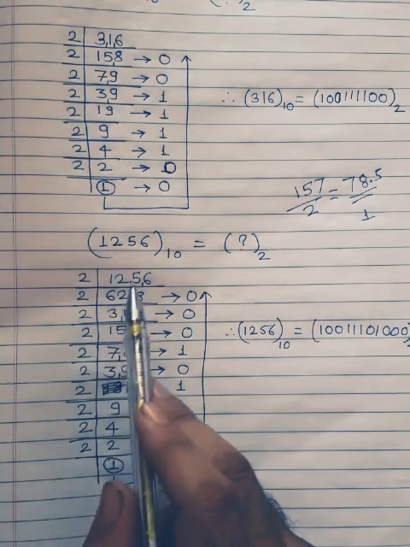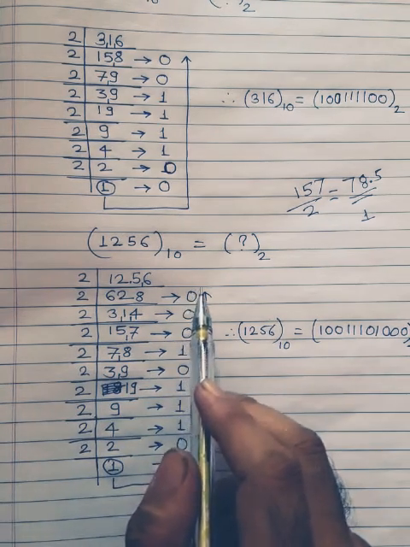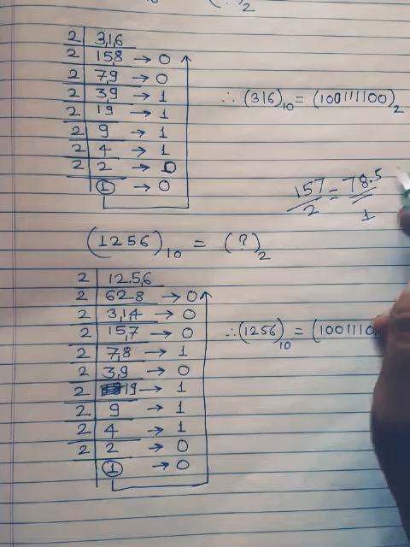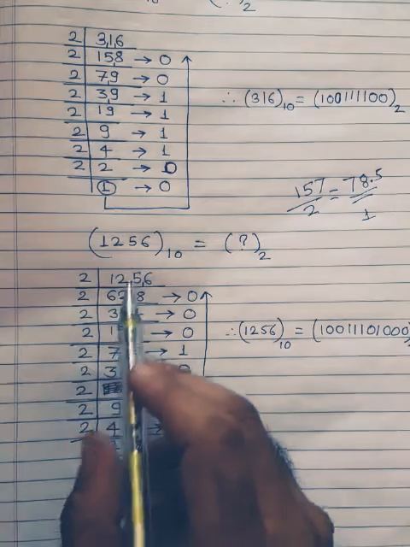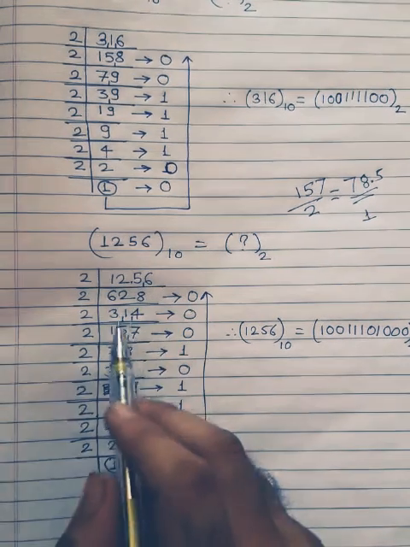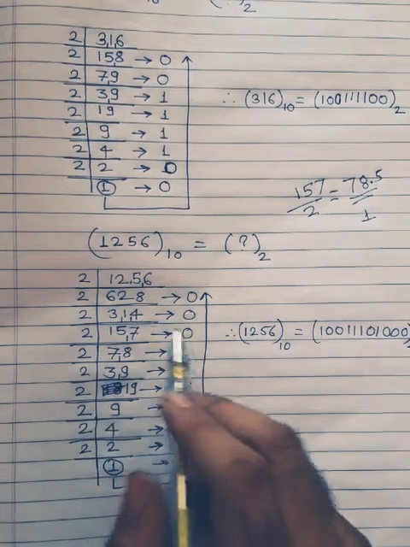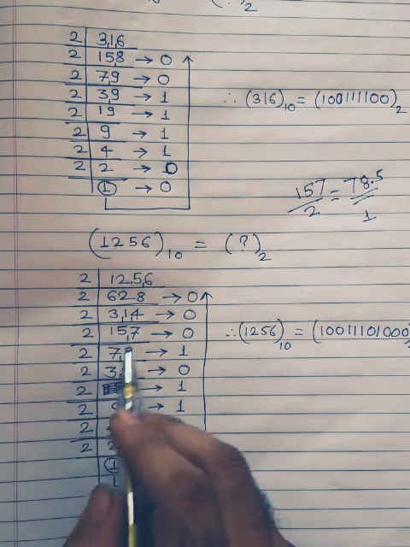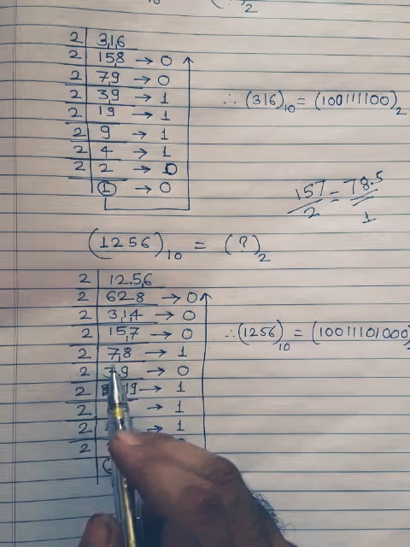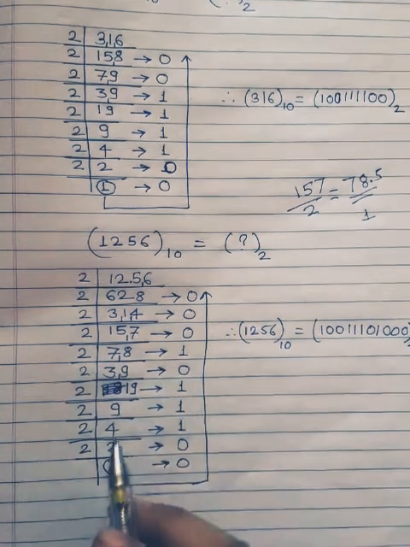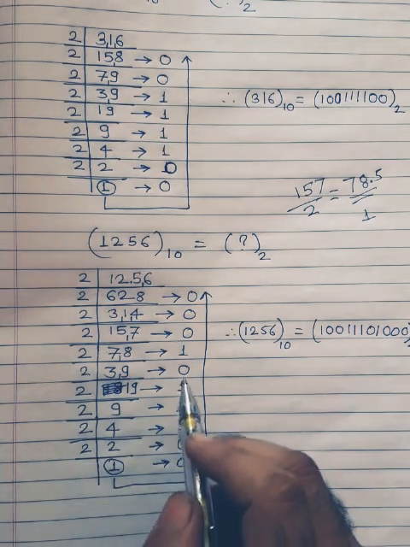See, 1256 divided by 2 is 628, and if .5 or any decimal is not coming, then the remainder you can give 0. So 628, complete division, 0 remainder. 314 divided by 2 is 157, complete division and 0 remainder. 78, complete division is not possible, that is why 1 is the remainder. Here also complete division is there, that is why 0 is the remainder. 19 to the 38, 1 is the remainder.